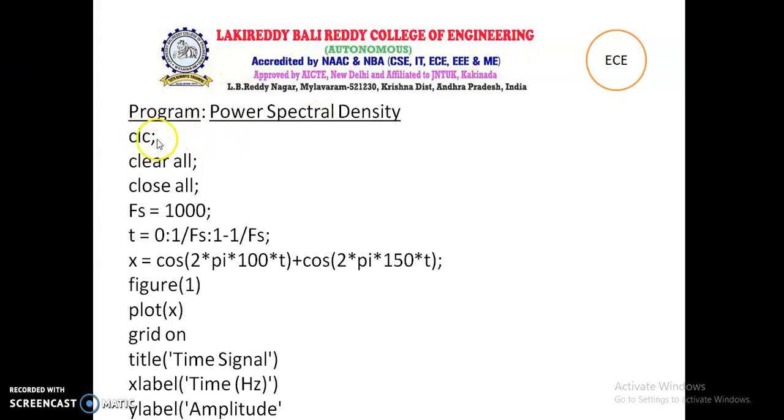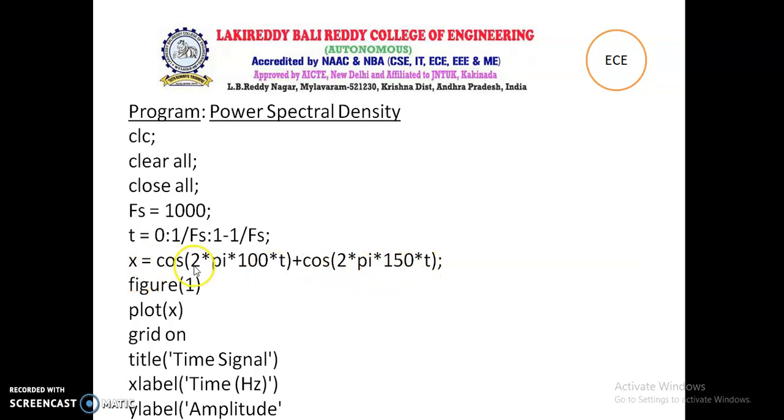See here, CLC, clear all, close all. These are the basic commands which will clear the command window. Fs equals 1000, that is the sampling frequency. T equals 0 to 1 divided by Fs to 1 minus 1 by Fs, that is the time. X equals cos of 2 pi 100t plus cos of 2 pi 150t.